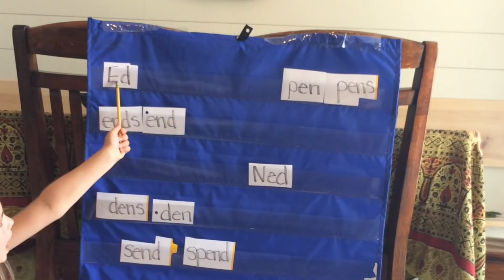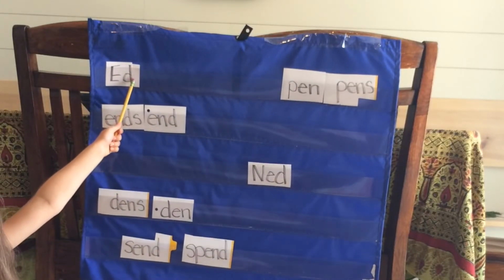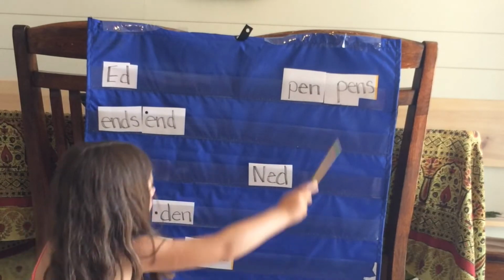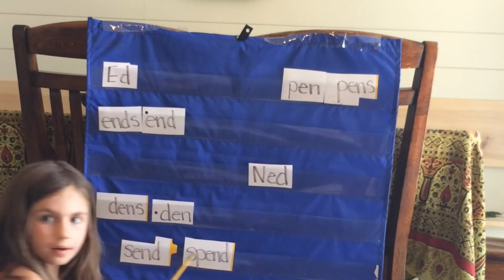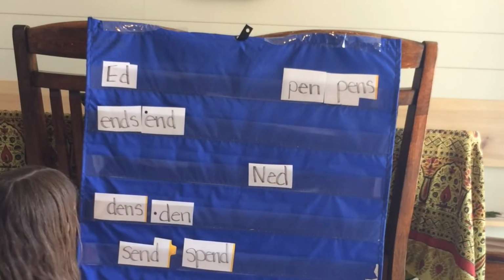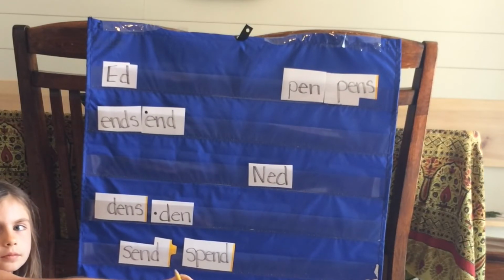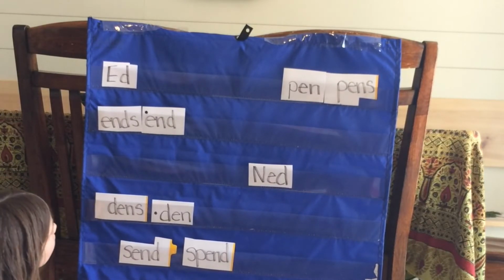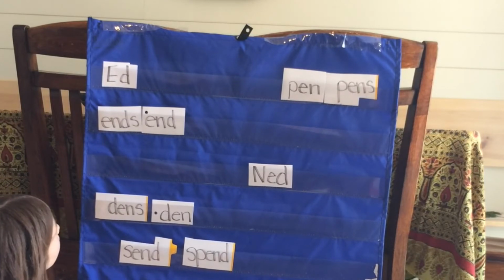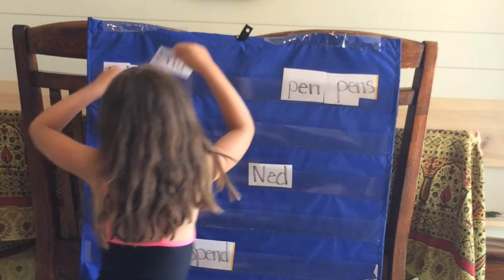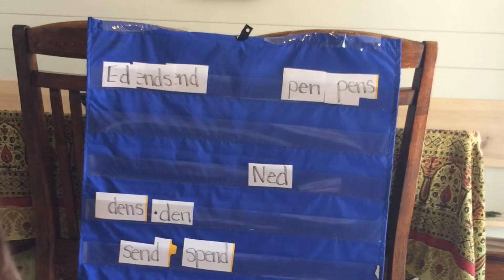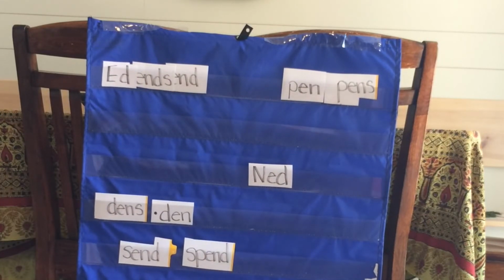Okay, Andrina. Ed. Keep going. What else is with Ed? Yep, you've got it. But look below you. What is that? The whole group there. Ed, ends, end. Do those all have the same beginning sound? They do. They have the E. Okay, go ahead, Andrina. Next one.